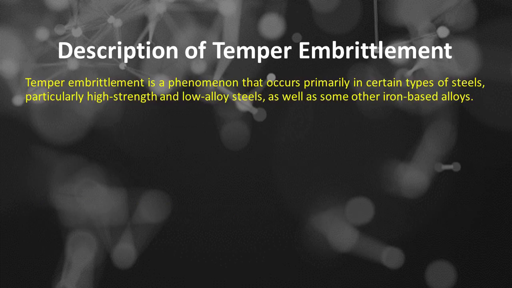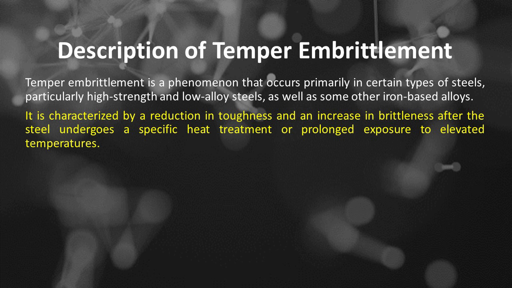Temper embrittlement is a phenomenon that occurs primarily in certain types of steels, particularly high-strength and low-alloy steels, as well as some other iron-based alloys. It is characterized by a reduction in toughness and an increase in brittleness after the steel undergoes a specific heat treatment or prolonged exposure to elevated temperatures.